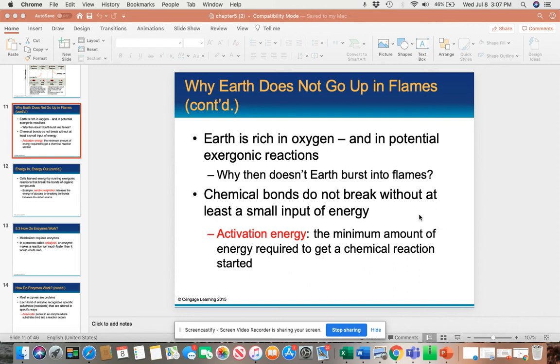The minimum amount of energy required to begin a reaction is called the activation energy. We will look at enzymes, where the main function of enzymes is to lower the activation energy. In other words, to reduce the amount of energy required for the reaction to occur.